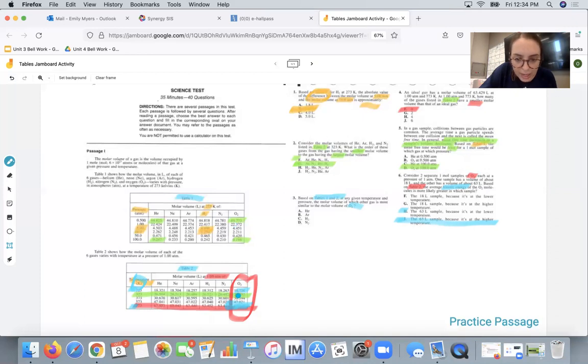Oxygen, 18.256, 18.257. That's almost the exact same. And as we go down the column, we see it's almost the exact same. I'd say argon's a great answer for that. Argon and oxygen acted very similarly. So 3 should be B.